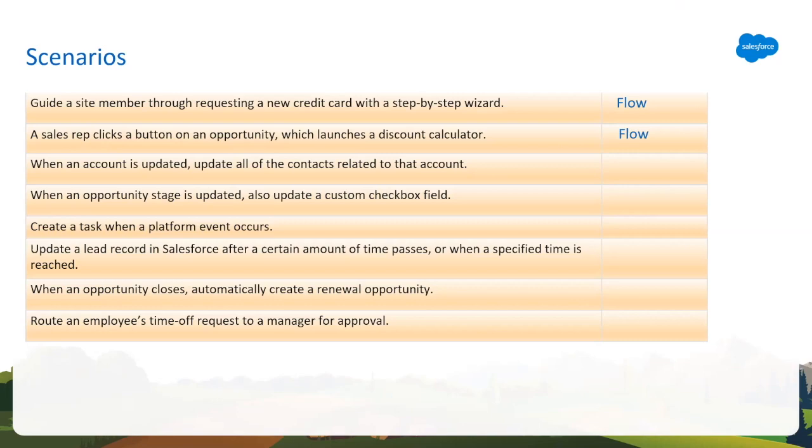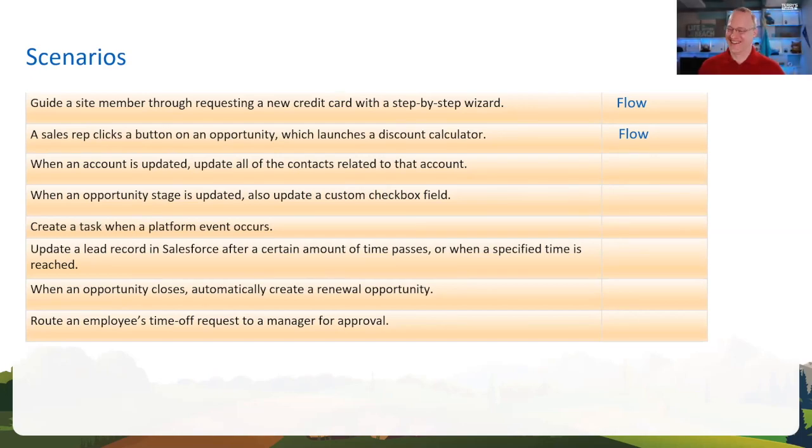A screen flow, right? If the discount calculator is in the flow. Yeah. Let's say the discount calculator is a Lightning component. Does that change your answer? It's kind of a maybe. It's kind of a trick question. It is a tricky one, because they didn't elaborate on these. The next one is when an account is updated, update all of the contacts related to that account.